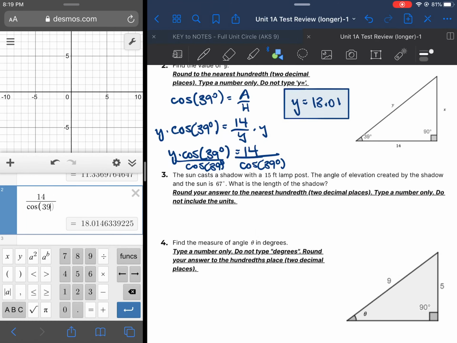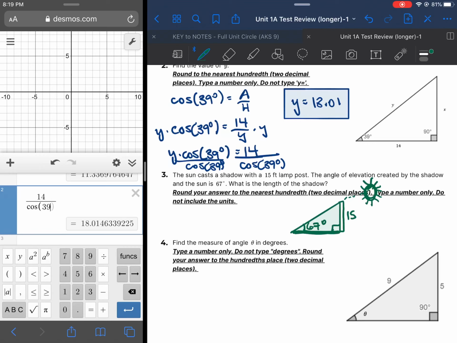So we have the sun that's casting a shadow. Let's pretend that this is the lamppost here, and we have the sun, which is up here. Interesting picture, I know. And the sun is casting a shadow. This is the length of our shadow right here. Okay, so notice that this image creates a right triangle. So we know that the lamppost is 15 feet tall. So let's label this as 15. And we know that the angle of elevation created by the shadow and the sun is 67 degrees.